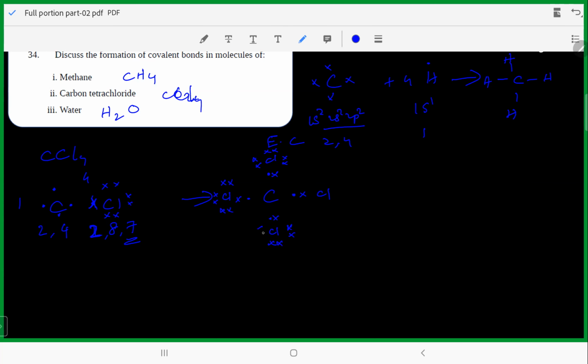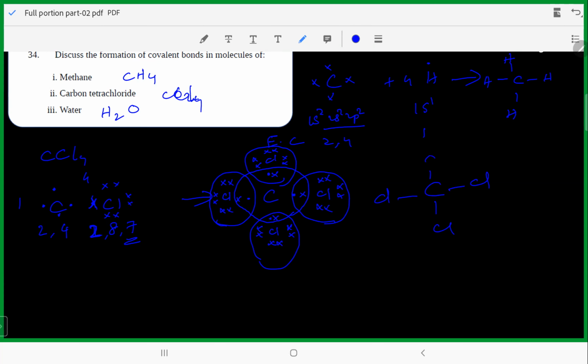So around the chlorine, it should have 8 electrons. Around the carbon, it should have 8 electrons. Yes, we have that 8 electrons solved. Each circle you count, you will have the 8 electrons. Like that, it will form. When you have the hydrogen, it becomes a doublet. Other than the hydrogen, it will become an octet. So the tetrahedral shape will form.